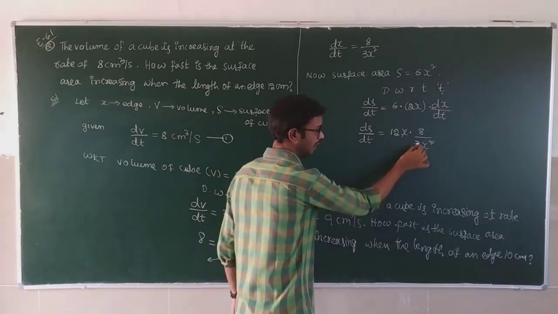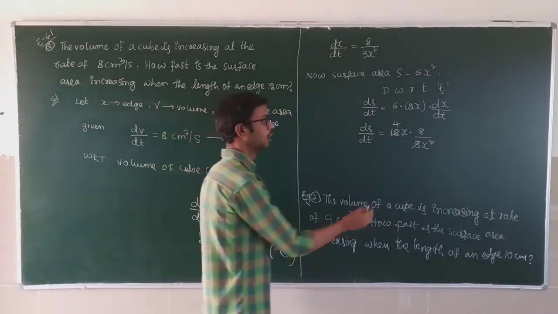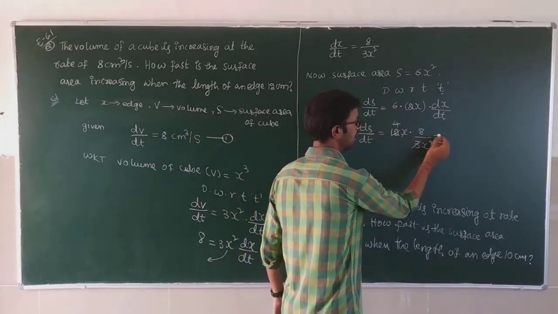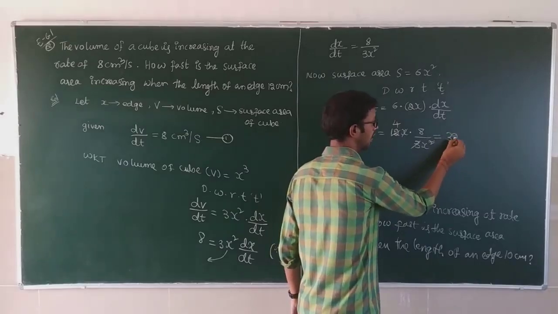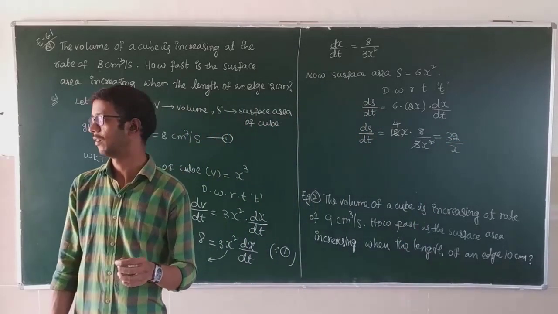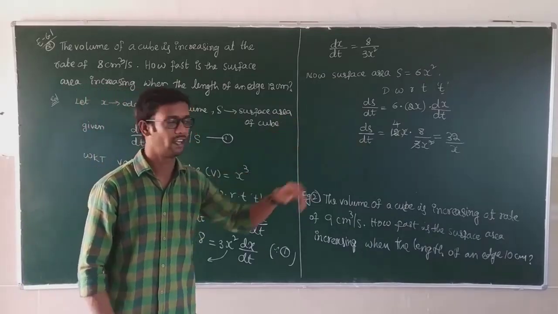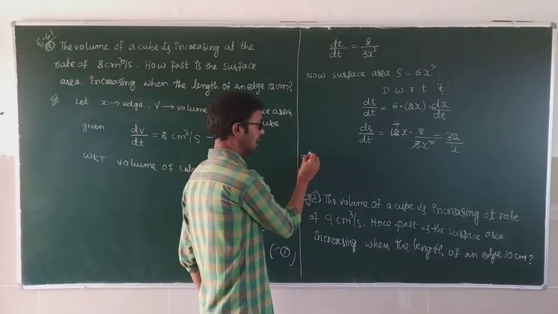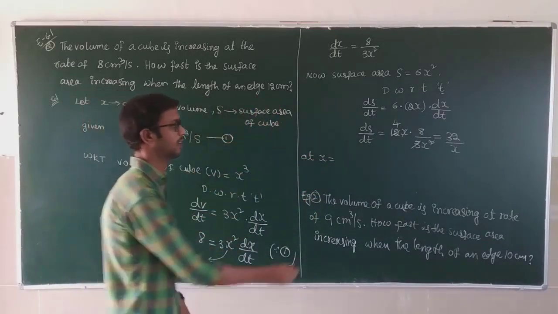X get cancelled. 3 1s are 3, 4 3s are 12. So next, how much will we get? This is 8, 32 by x. So the rate of change of surface area is 32 by x at x equal to 12 centimeters.